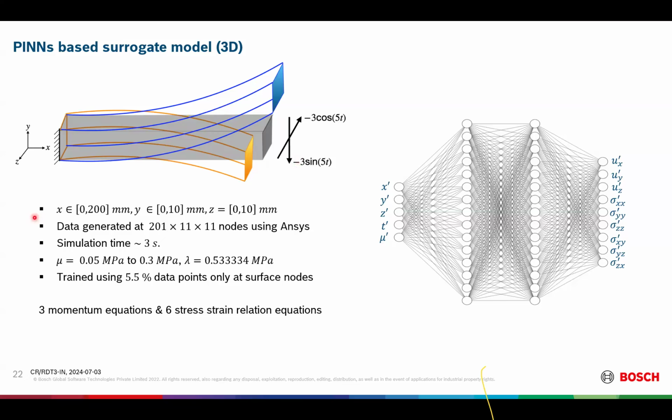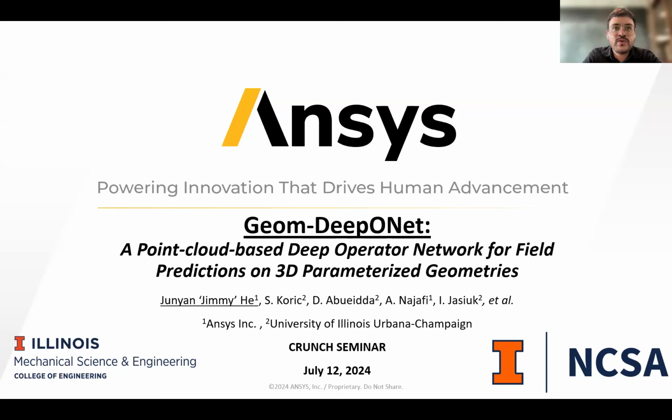Hello, everyone. We have a second speaker for today's meeting. His name is Junyuan, but he prefers being called Jimmy. He's a senior application engineer at Ansys. He obtained his PhD in mechanical engineering from the University of Illinois at Urbana-Champaign in 2023. His research focuses on computational methods in solid mechanics and accelerating simulations with scientific machine learning models. He actively collaborates with research scientists at Ansys, as well as the National Center for Supercomputing Applications at the University of Illinois, on the confluence of machine learning and physics-based modeling. Jimmy, thank you so much for your time today. With this short introduction, you can start whenever you're ready.